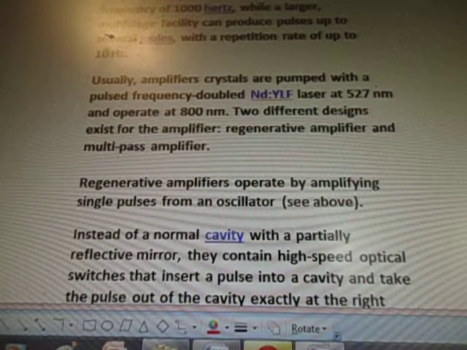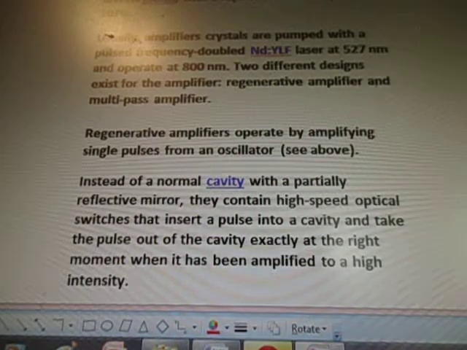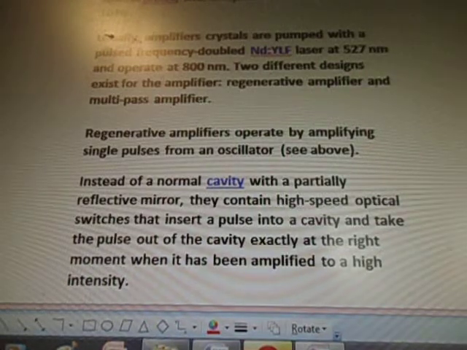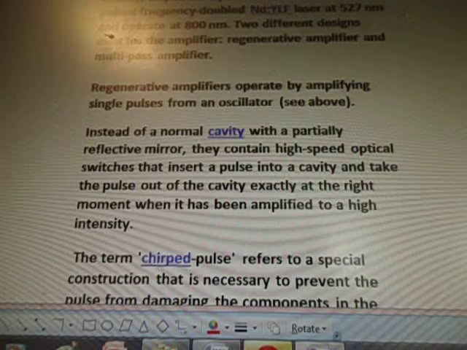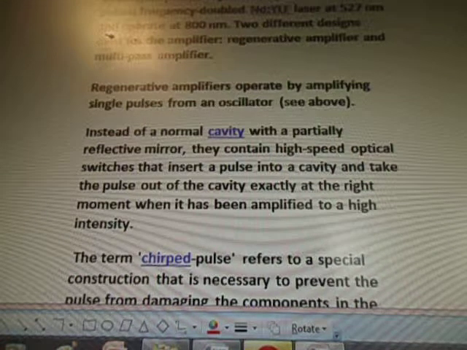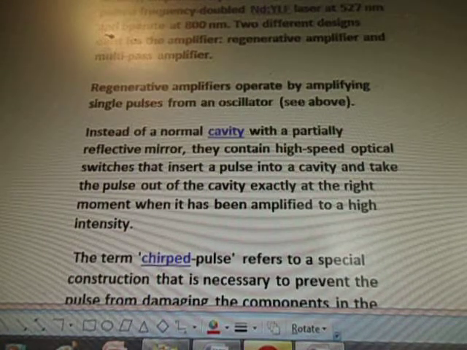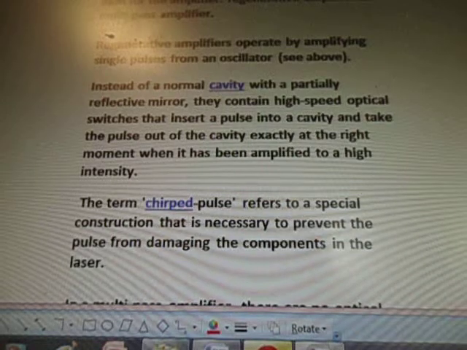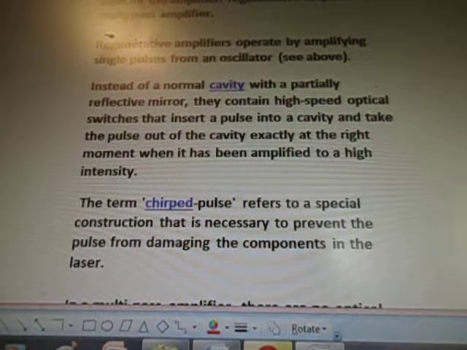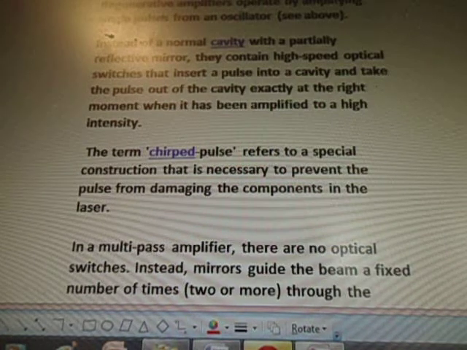800 nm. Two different designs exist for the amplifier, regenerative amplifier and multi-pass amplifier. Regenerative amplifiers operate by amplifying single pulses from an oscillator, see above. Sorry, there was a diagram, I don't have it. Instead of a normal cavity with a partially reflective mirror, they contain high-speed optical switches. Then insert a pulse into a cavity and take the pulse out of the cavity exactly at the right moment when it has been amplified to a high intensity.